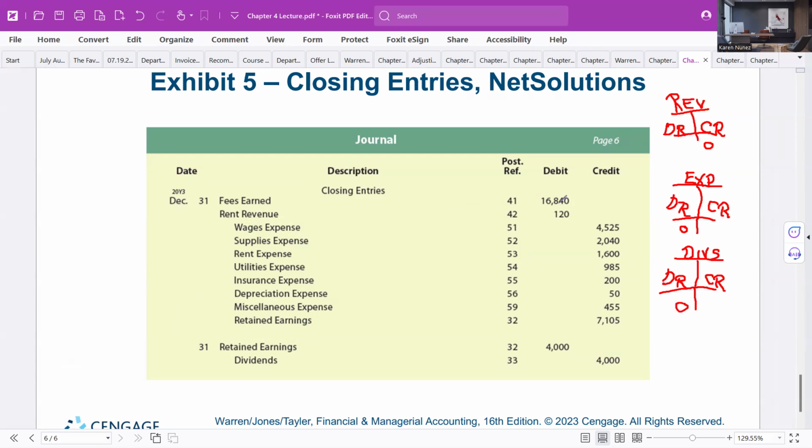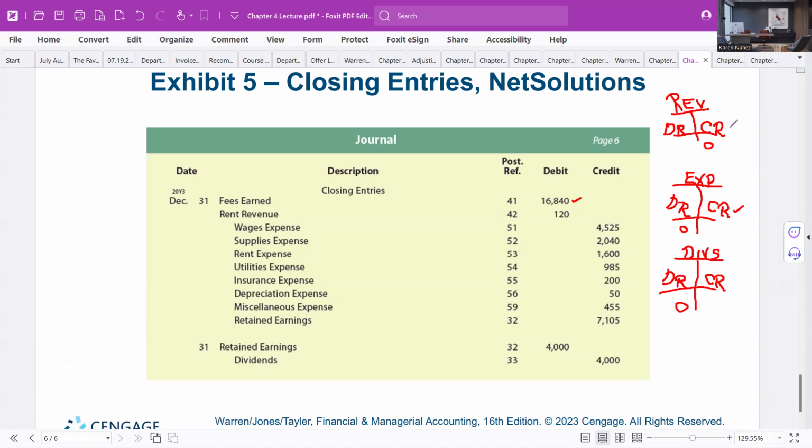The revenue account fees earned has a credit balance of 16,840. So to close it out, we're going to debit it for 16,840. And there's two revenue accounts. Doesn't matter how many you have, you're going to do the same thing to all of them. You're going to debit the revenue accounts. The expense accounts normally have debit balances, so to close them, we credit them, right? So the closing entry is just the opposite of the normal balance.